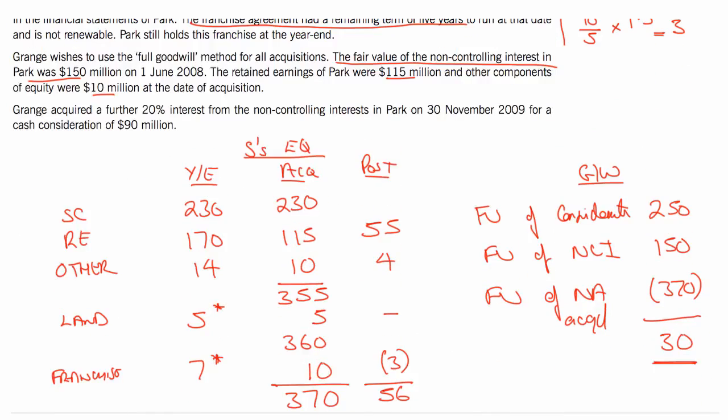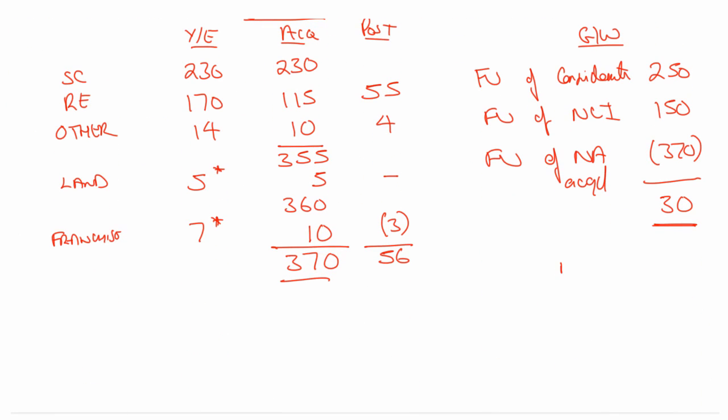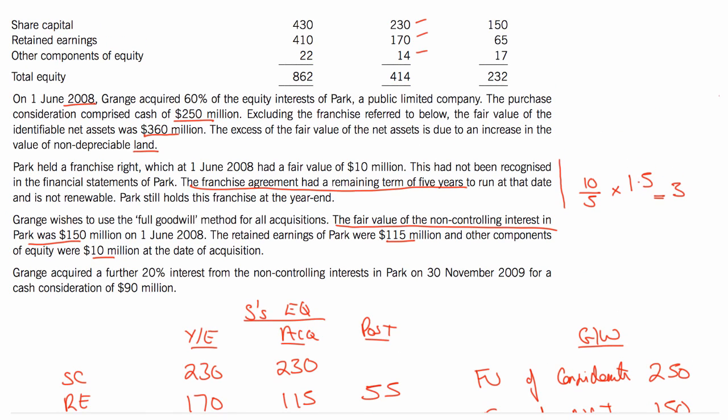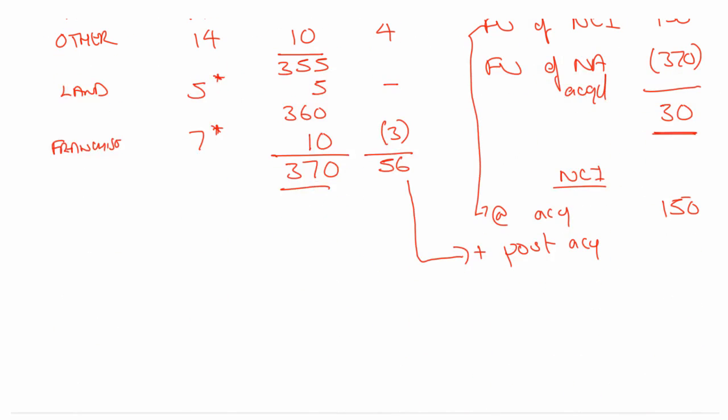So far so good. What would we do next? NCI. So NCI is at acquisition plus post acquisition with no impairment to worry about. At acquisition is always the same as that, which is 150. And then post acquisition will come from the post acquisition. Let's have a look at what percentage. We own 60, so therefore they will get 40% of 56. And 40% of 56 is 22.4. So that comes to 172.4.